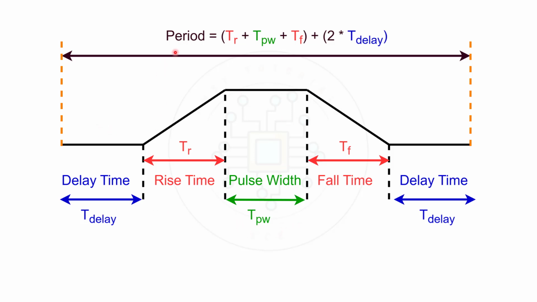So the total time period you can treat like this. The total time period will be TR plus T pulse width plus TF plus 2 times T delay. Here this is one delay, this is another delay, so I am taking 2 times delay followed by TR plus pulse width plus TF. The total period will be calculated using this formula.